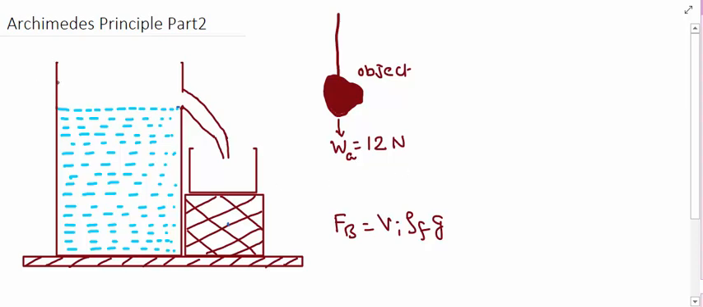So let us say we have here a container in which there is water, and the same arrangement, it has a spout and another small vessel in which we can collect water. Let us say we have an object suspended to a string, and its weight in air is 12 Newton. If I take this object and immerse it inside the water, what will happen? Let us say it is completely immersed inside the water.